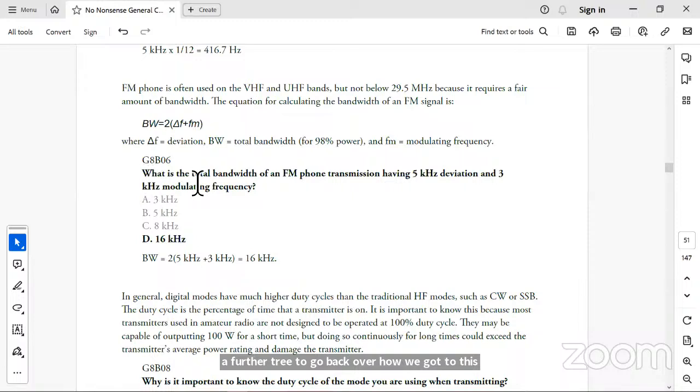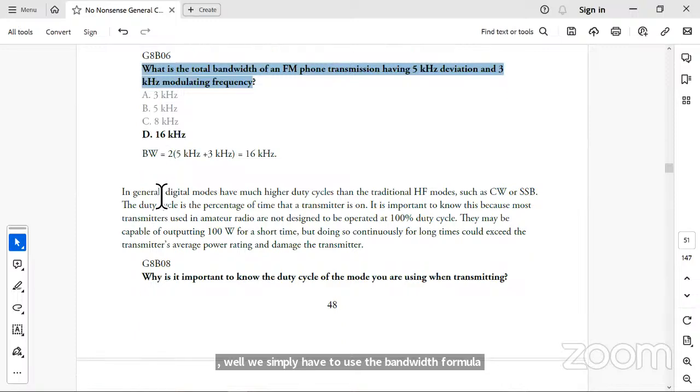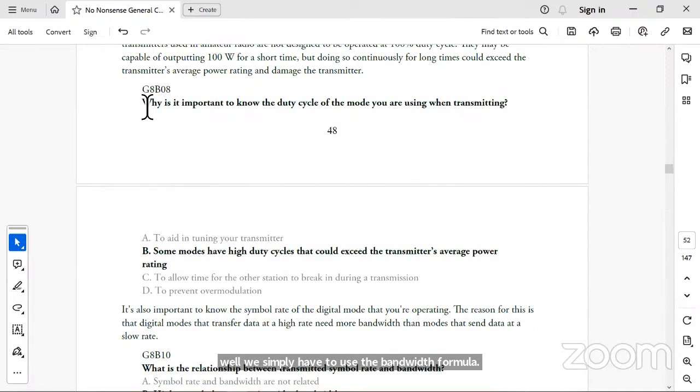All right. Bandwidth related question. What is the total bandwidth of an FM phone transmission having 5 kilohertz deviation and 3 kilohertz modulating frequency? Well, we simply have to use the bandwidth formula. When we plug that in, we get the answer of 16 kilohertz.